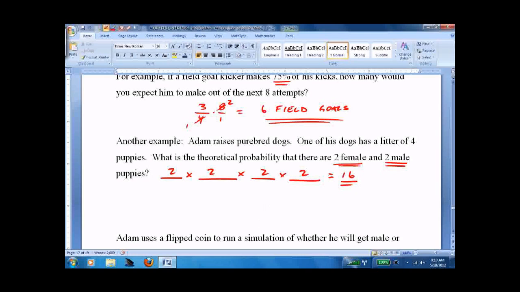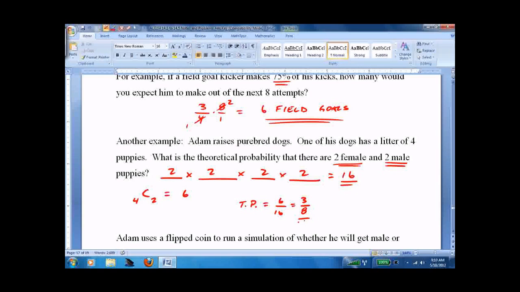How many are going to have 2 female and 2 male? Well, that's actually a combination because we don't care if female or male comes first. There's 4 choices and we're taking 2 of them, and that is equal to 6. So the actual theoretical probability is equal to 6 over 16, which is 3 over 8.